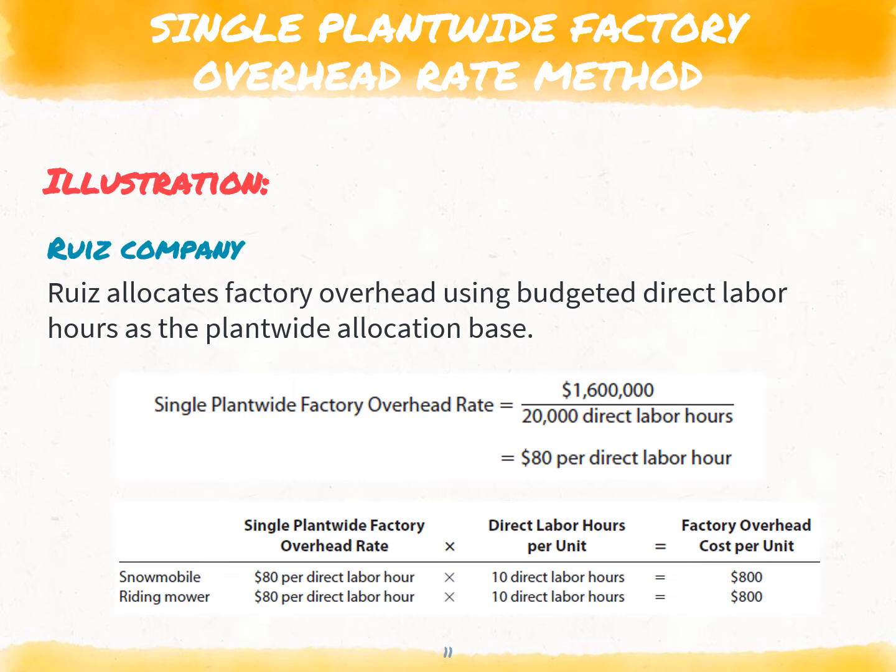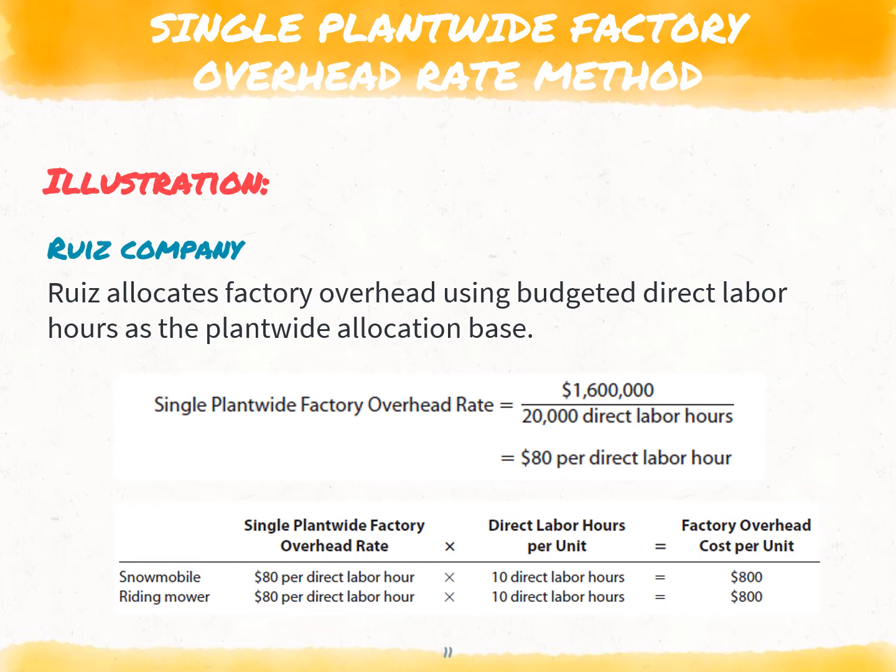Snowmobile: $80 per direct labor hour multiplied by 10 direct labor hours, with a total factory overhead cost per unit of $800. Same with riding mower: $80 per direct labor hour multiplied by 10 direct labor hours, with a total factory overhead cost per unit of $800. The factory overhead allocated to each product is $800. This is because each product uses the same number of direct labor hours.